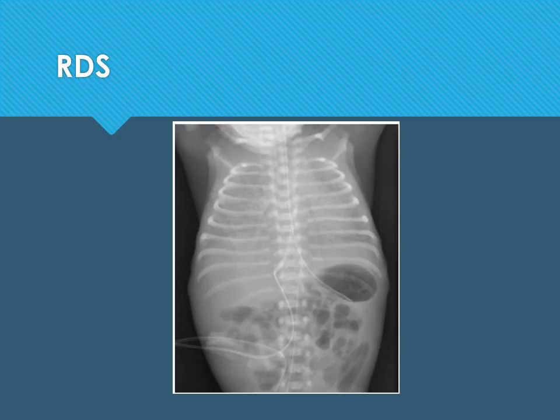Here's the x-ray of RDS. So we can see these lungs are not hyperinflated. It's actually difficult for me to see exactly where these diaphragms come up. And if you look closely at that image, you can see some air bronchograms, which means kind of the outline of the pulmonary tree. And they have that ground glass appearance throughout all of the lung fields.